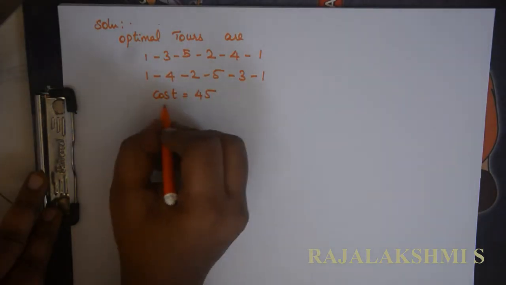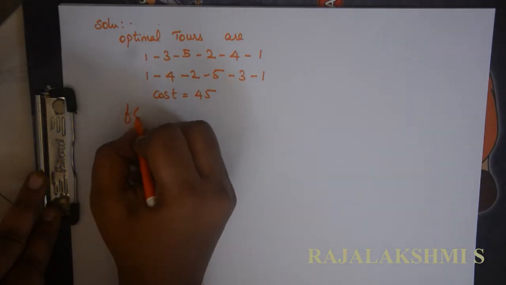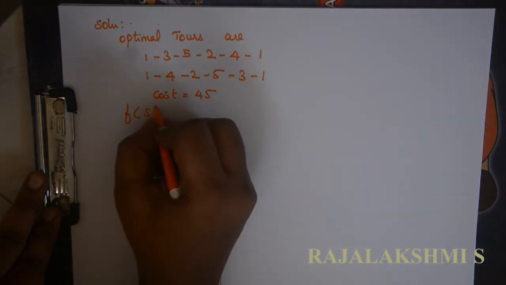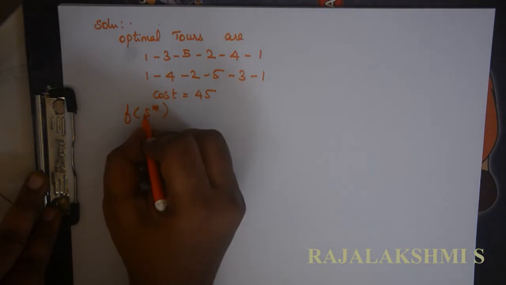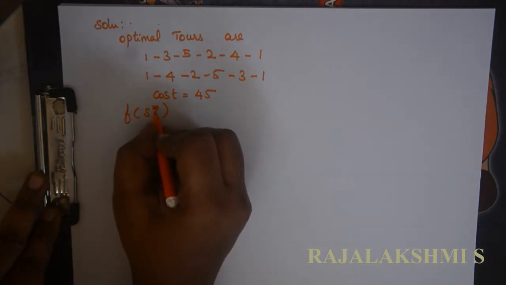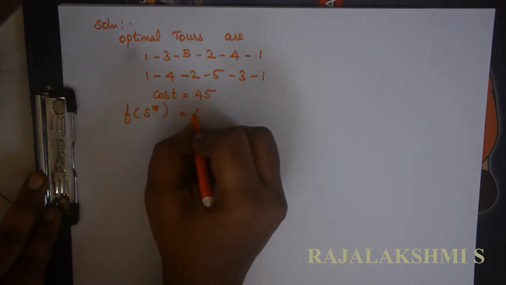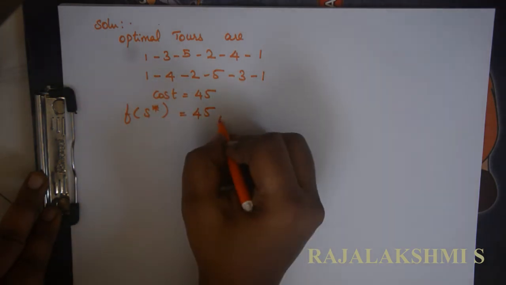So now let me write this cost as the exact solution cost. So this is the best cost. I am writing it as the solution for the exhaustive search approach. The cost obtained by using the exhaustive search approach is f of s star, which is equivalent to 45.